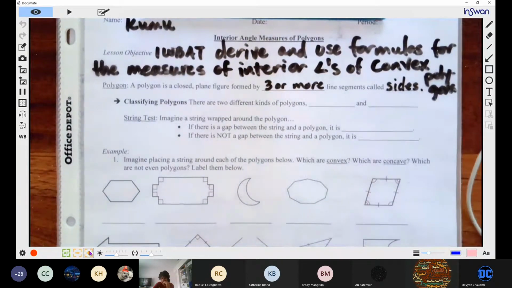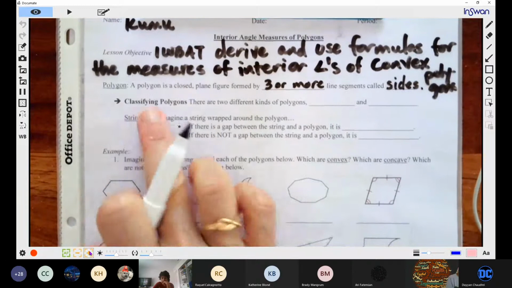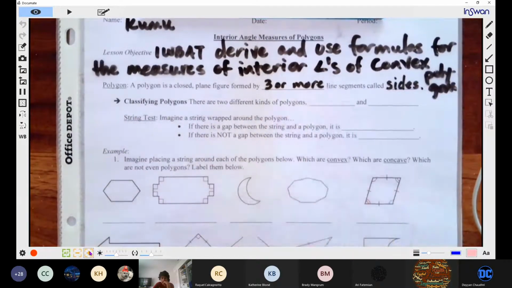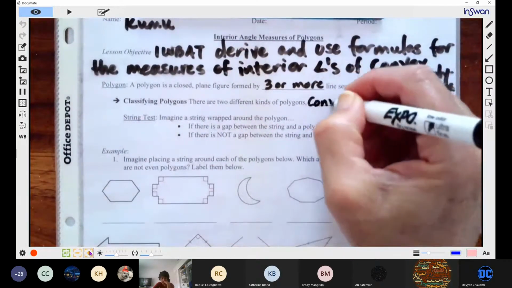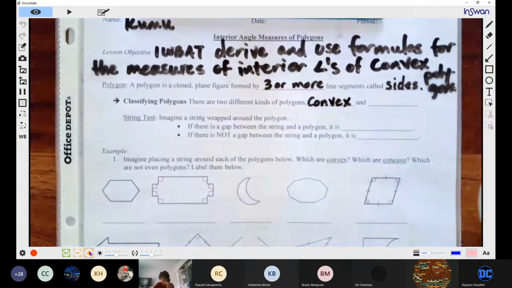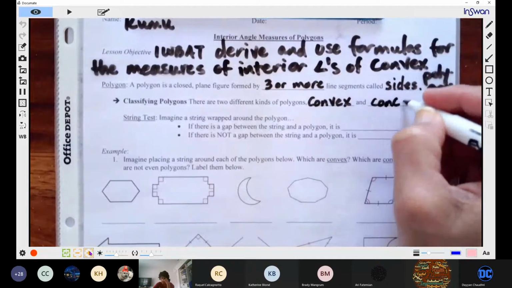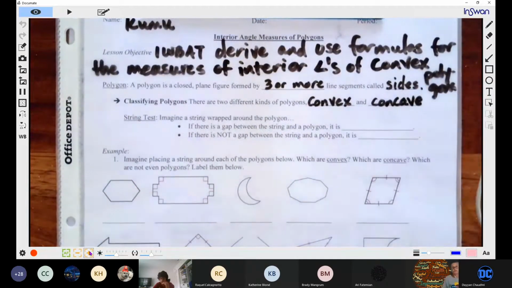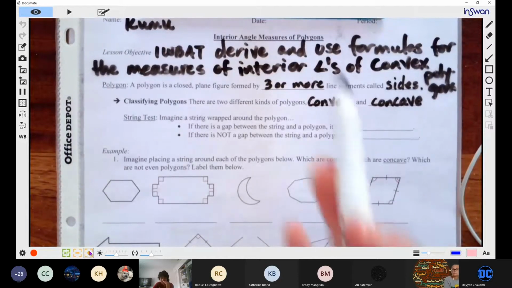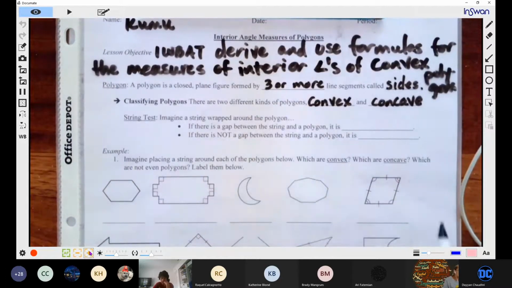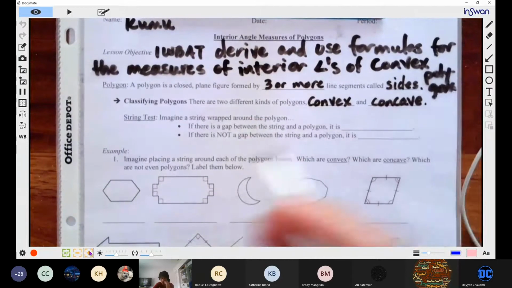Classifying polygons. There's 2 different kinds. So vocabulary. There is convex and there is concave. I don't know if you've heard the word, but there is concavity. It talks about how something's hollowed out. Maybe in ceramics you'd hear that.